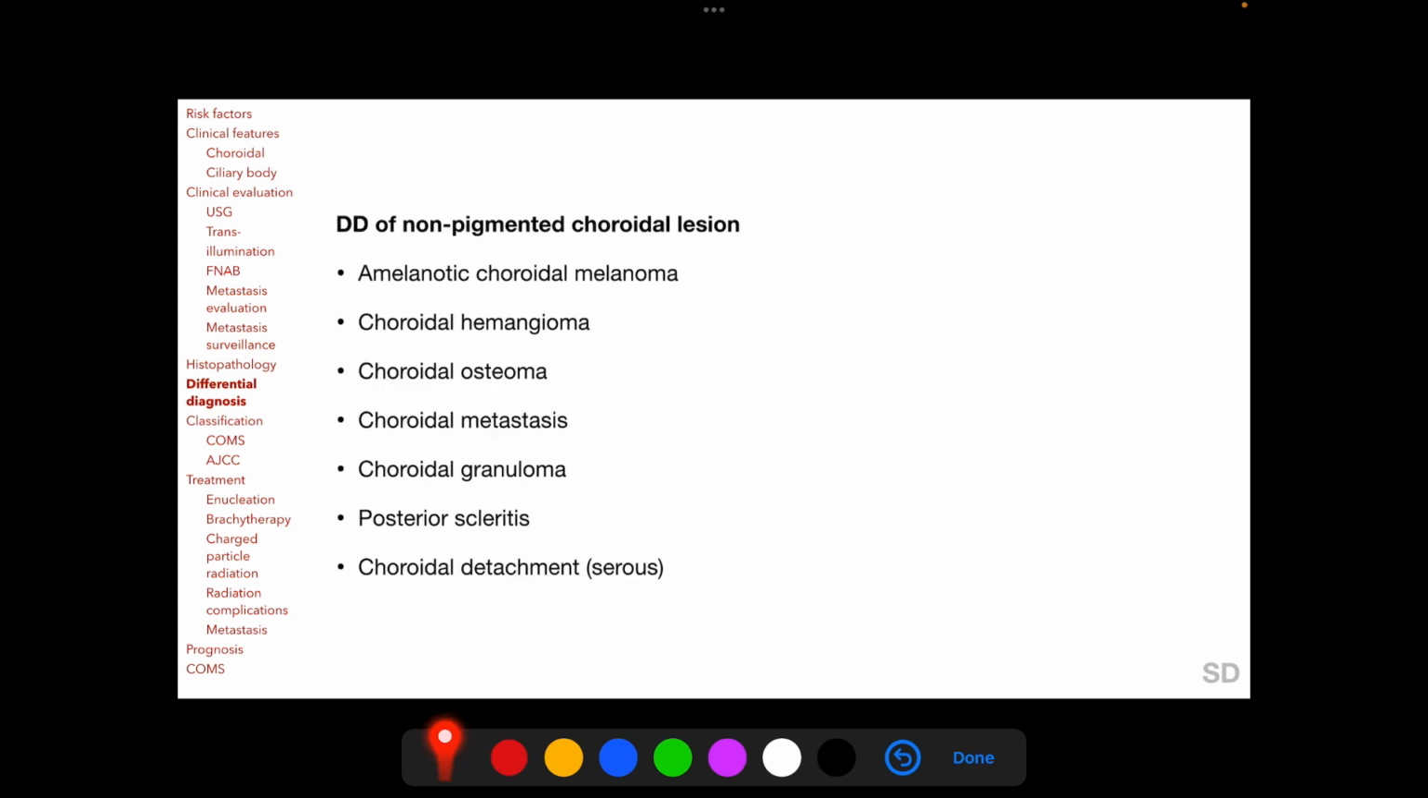So this is a very important differential diagnosis list of non-pigmented choroidal lesions, and herein we have tumors such as amelanotic choroidal melanoma, choroidal hemangioma, choroidal osteoma, choroidal metastasis, and inflammatory lesions such as choroidal granulomas and posterior scleritis, as well as serous choroidal detachment.